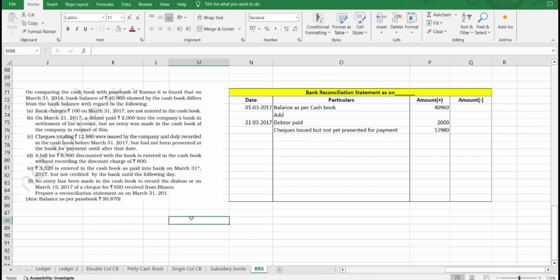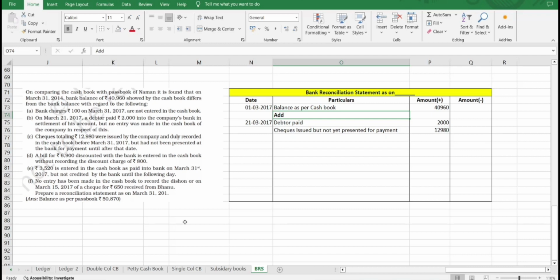Point E, rupees 3,520 is entered in cash book as paid into bank on March 31st, 2017, but not credited by bank until the following day. 3,520 is entered in our cash book as paid into the bank, but there is no entry in the passbook for the same. We have not received that amount in our bank account. The bank account is not yet credited, so we will deduct it from our cash book. So it will be taken when we are deducting the particulars.